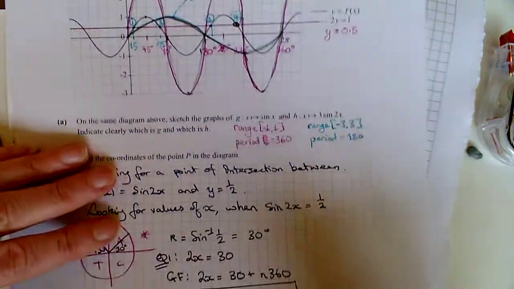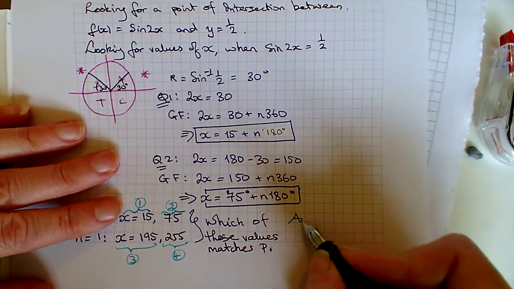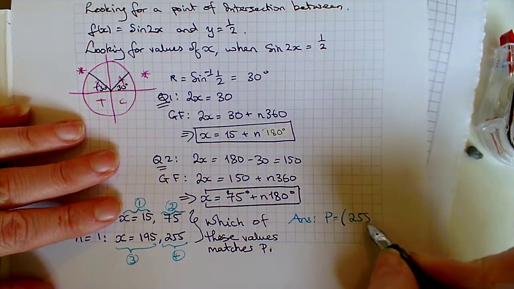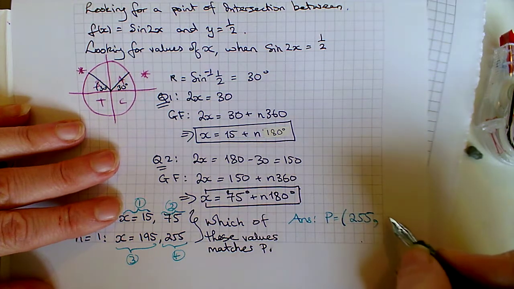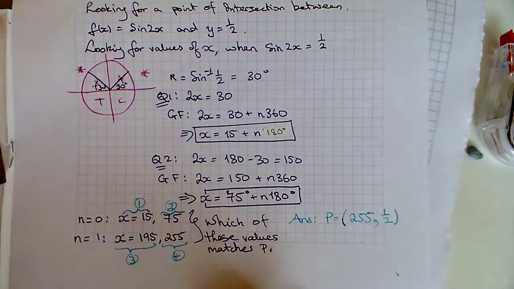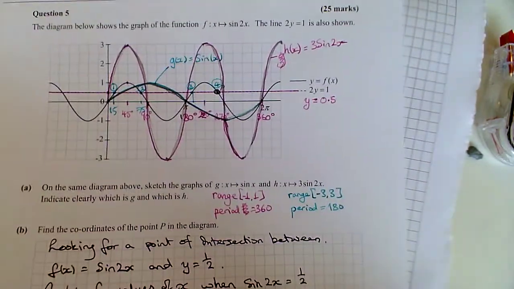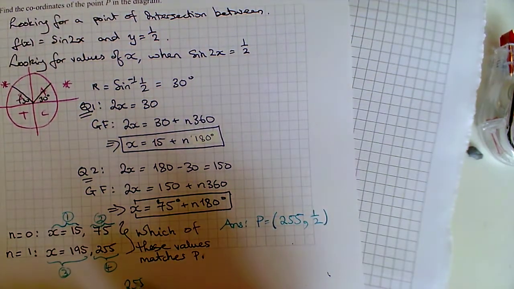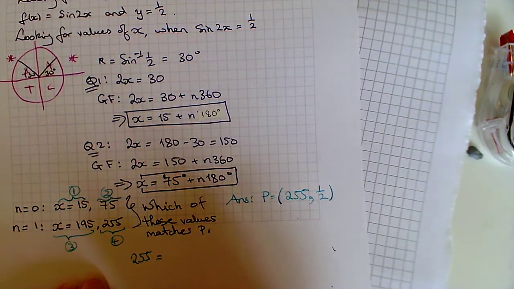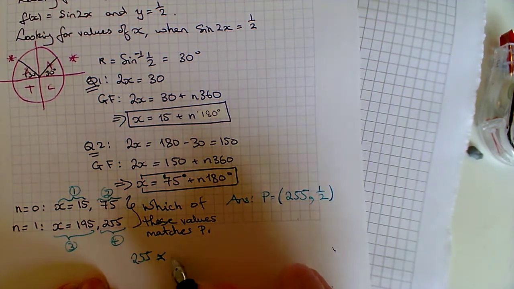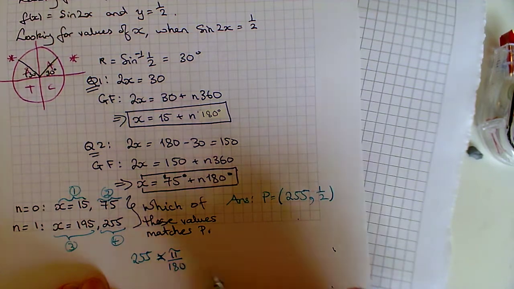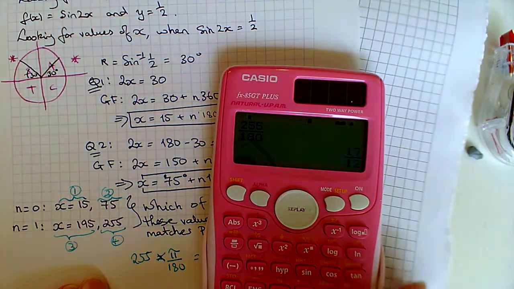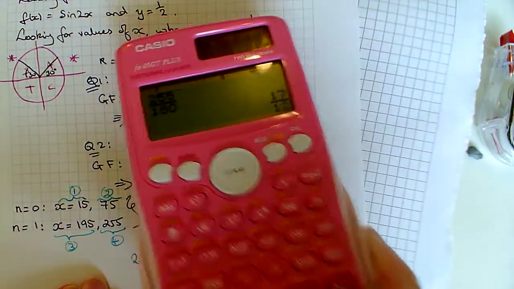So this is P. So my answer here is that P is the point when x is equal to 255 and y is equal to a half. Now you should get full marks for that. However, because the graph is done in radians, I would convert 255 into radians. And how do we do that? We multiply by pi over 180. So that's going to be 255 divided by 180, 17 pi over 12.